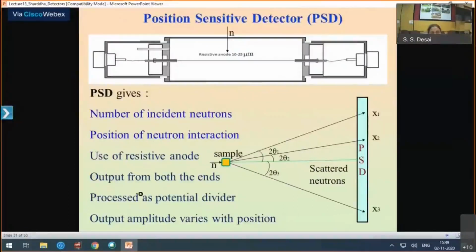So in that case, when your output is taken from both the ends and the position sensitive detector gives you different positions, that is reflected as a different scattering angle of your interest. So here the entire work is done faster. Our 3 days experiment can reduce to a few, 3 to 4 hours of experiment. That is the advantage of using the position sensitive detector.